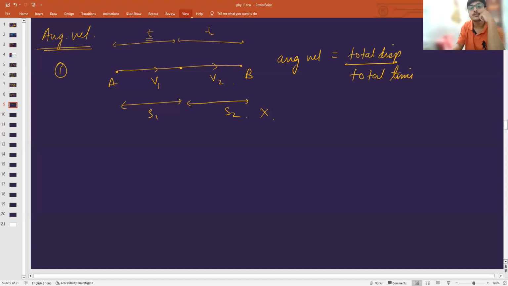Okay, average velocity is total displacement by total time. And what is total displacement? Isn't it S1 plus S2? And what is total time? T plus T. Agree? Yes or no?